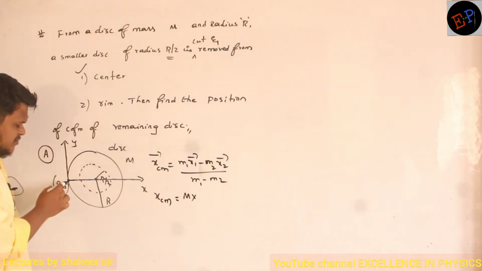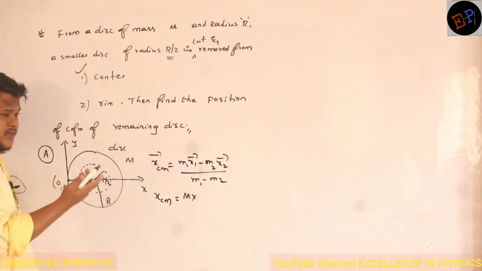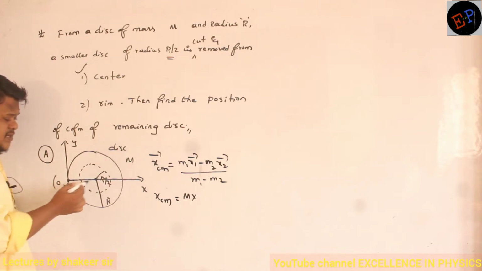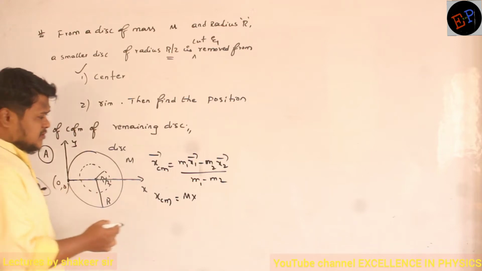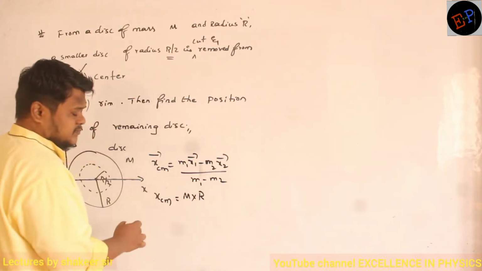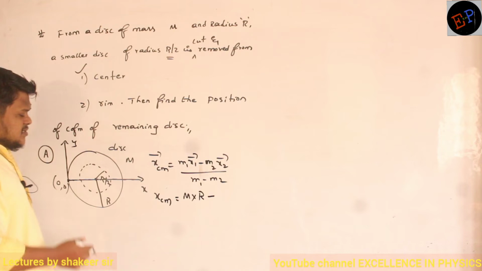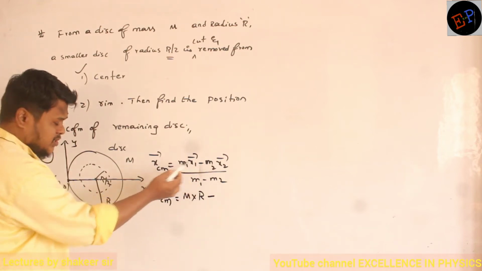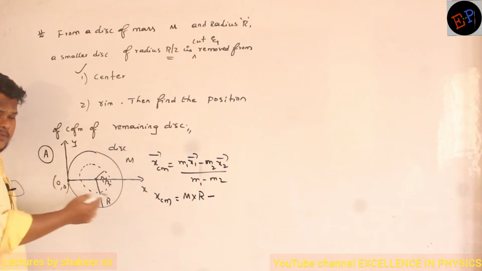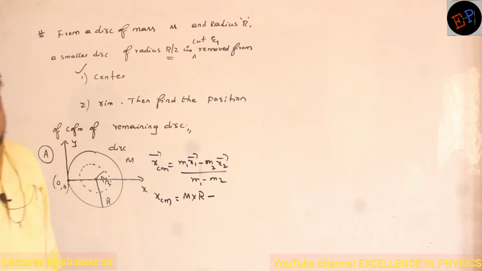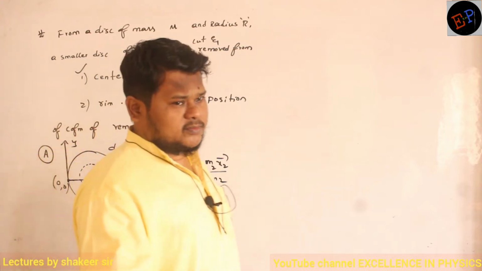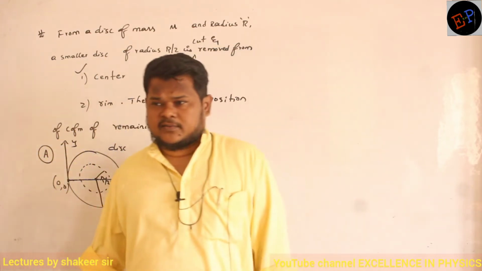So from the reference, where is the center of mass of the original body? It is at a distance of r. Plus r or minus r? Plus r. So M into capital R, minus the mass of the removed body. What is m2? m2 is the mass of the removed body. Is it given? No. Then how can you calculate it?